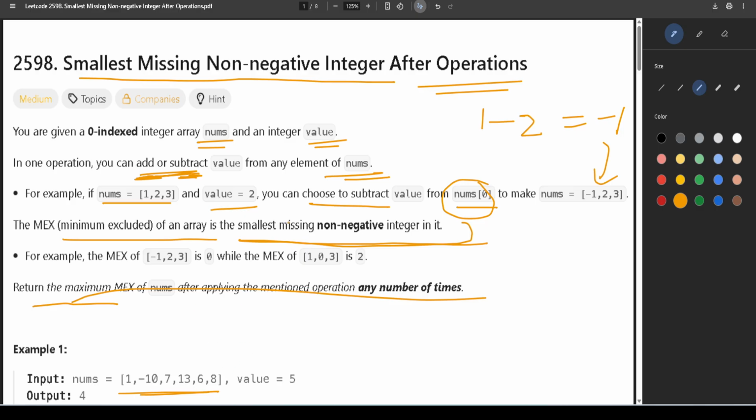Okay, so don't worry, I suggest you please pause this video and try to understand. So what is the MEX? MEX is the smallest missing non-negative integer. I think you understand the question, right? What is the MEX, right? And what is the smallest non-negative integer? Okay.